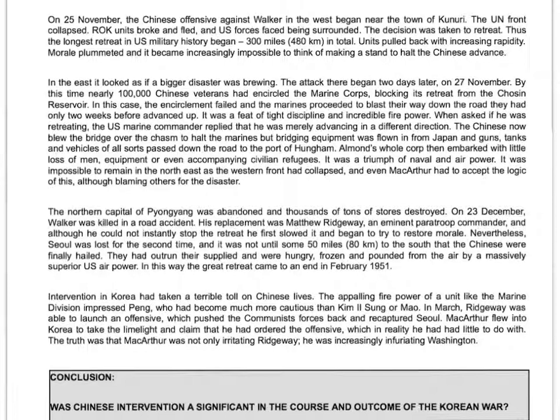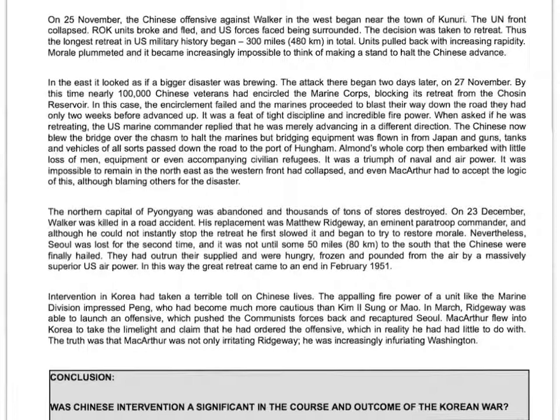Thus, the longest retreat in US military history began, 300 miles in total. Units pulled back with increasing rapidity. Morale plummeted and it became increasingly impossible to think of making a stand to halt the Chinese advance. In the east, it looked as if a bigger disaster was brewing.